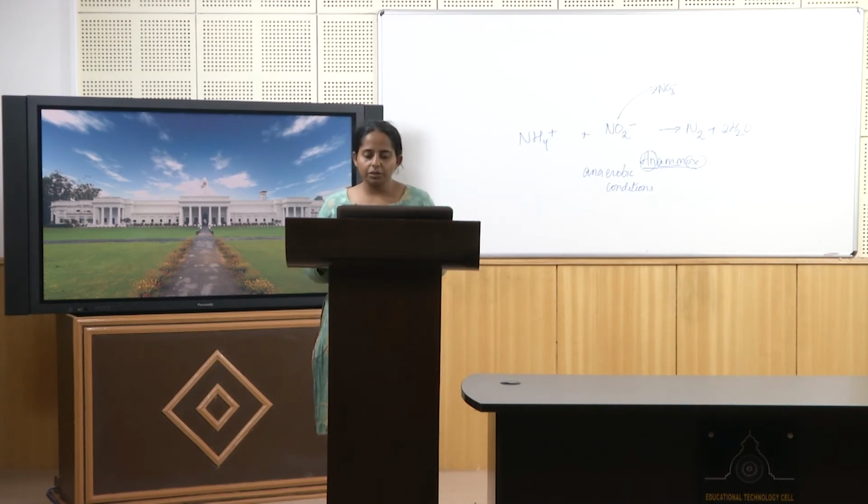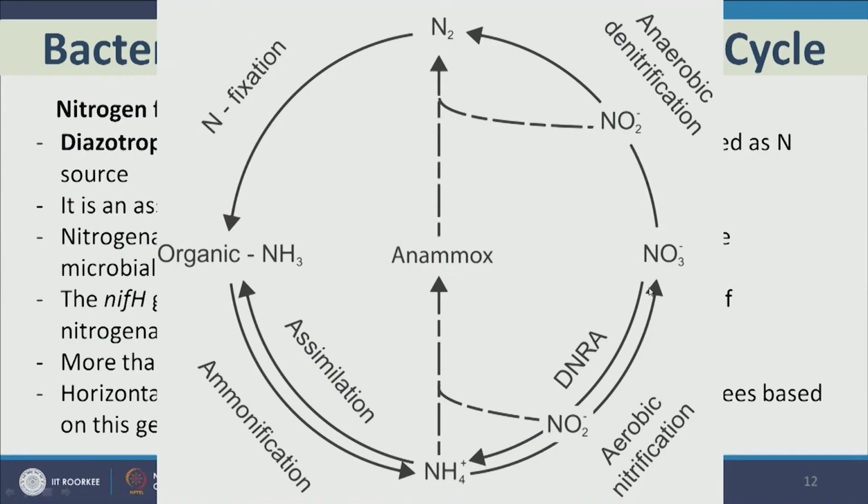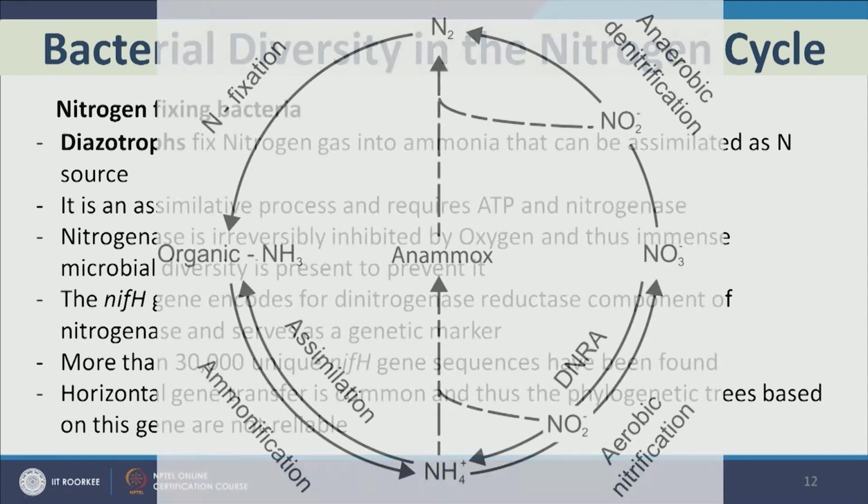Then when ammonium degrades into nitrate, this can be chemical because it is energetically very favorable. So, it does not require the enzymatic activities of microbes, but anammox, which is when nitrite and ammonia combine to form nitrogen, is a microbial process.